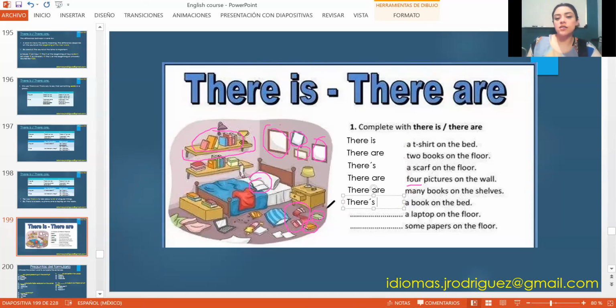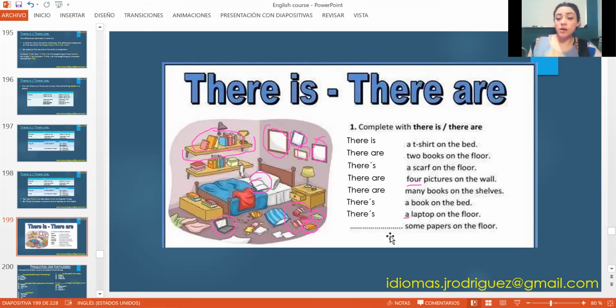Okay, next. A laptop on the floor. How many laptops do we have? Just one, right? So it's the same. There is or there's. There's a laptop on the floor.